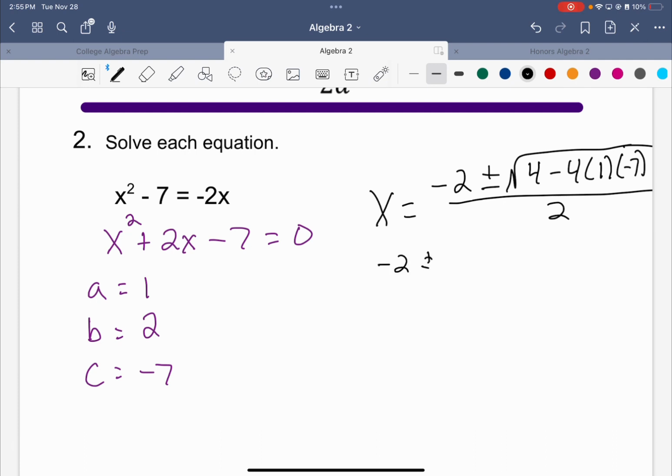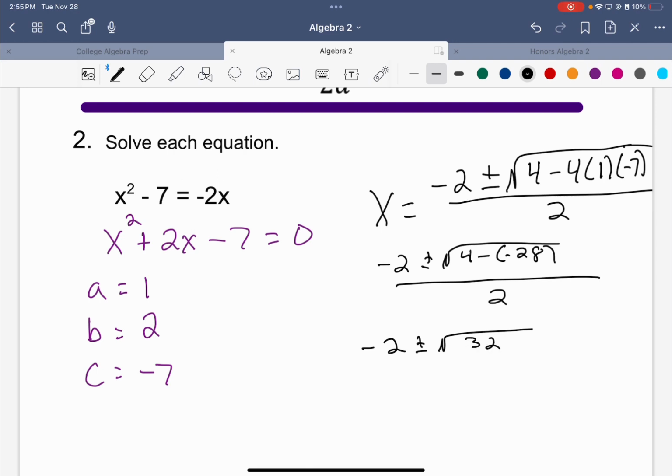So it's negative 2 plus or minus the square root of 4 minus 4 times 1 times negative 7, which is negative 28, all divided by 2. Everybody good? So negative 2 plus or minus the square root of 4 plus 28, 32, divided by 2. Are we done? No. Do we know the square root of 32? I do. You probably don't. Maybe some of you do.